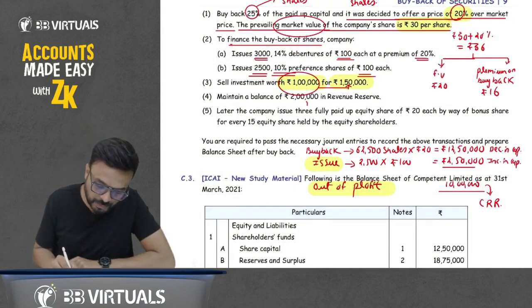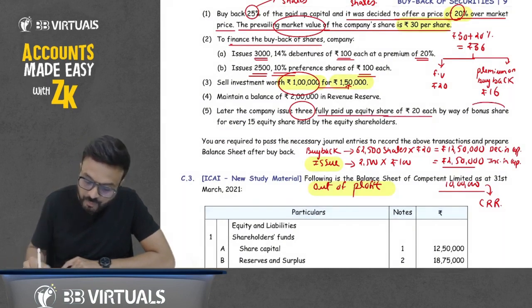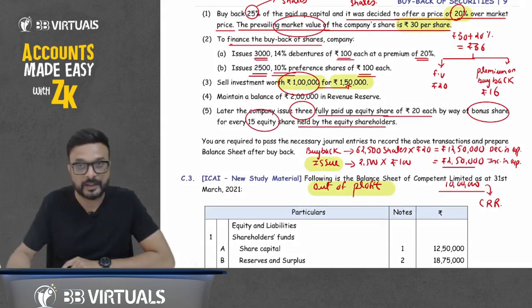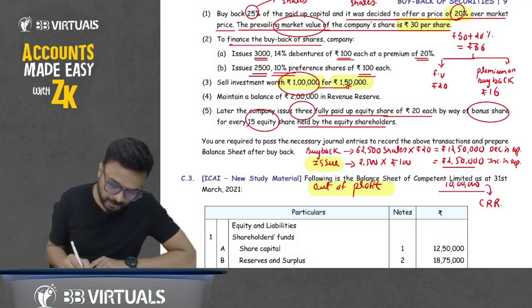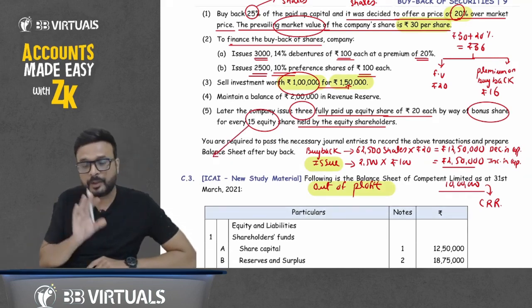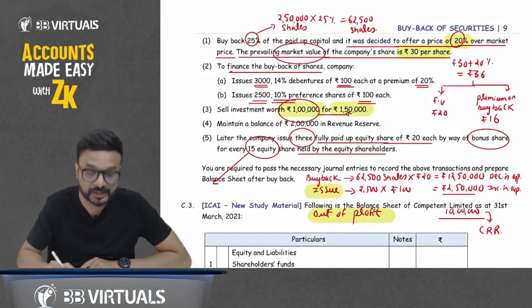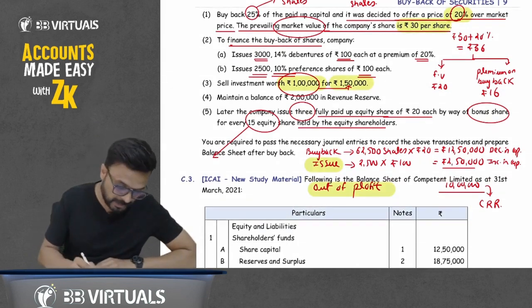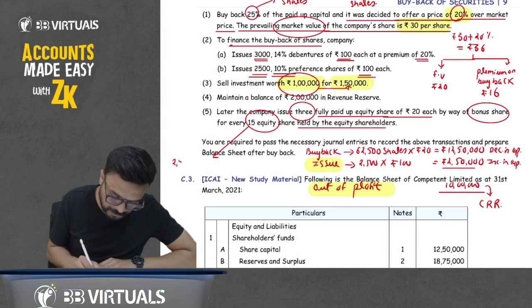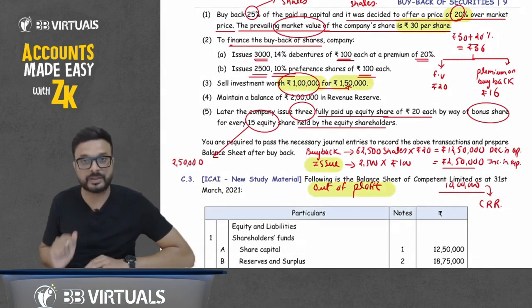Later the company issues 3 fully paid equity shares of rupees 20 each by way of bonus shares for every 15 equity shares held by the equity shareholder. Now we'll make a working note on it. Don't worry, we'll make a working note on how many bonus shares they are issuing. The total number of equity shares the company has is 2,50,000.